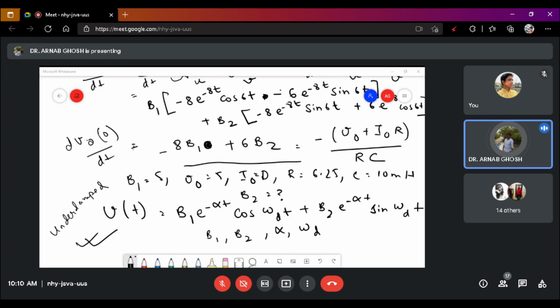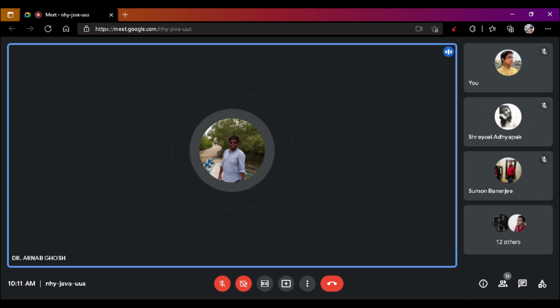So then we move on. This is about your natural response or free response in case of an RLC parallel circuit. Now we will move on to the next thing, that is forced response in case of an RLC parallel circuit. Then we will go to the series circuit. So let's first do the forced response in the parallel circuit. Then we will move on to the series circuit.